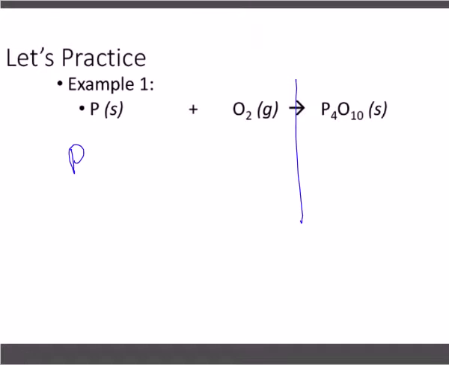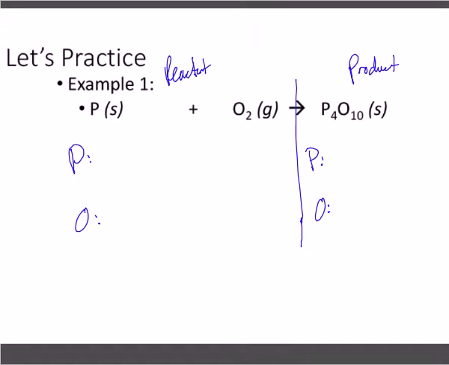So what I do is I'm going to write down all my elements on the left side. Remember, this is the reactant side, because they come first. And this is my product side of my reaction. Okay? Reactants and products. I should have the same elements on both sides of the reaction. So I've got phosphorus and phosphorus. I've got oxygen and I've got oxygen.